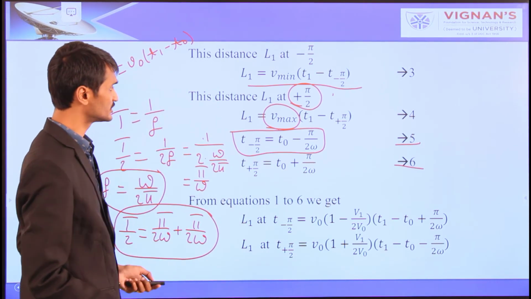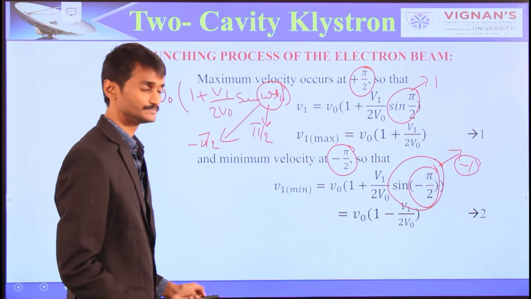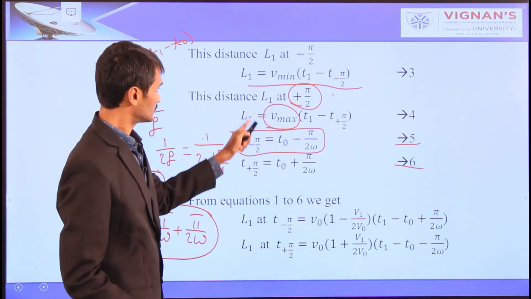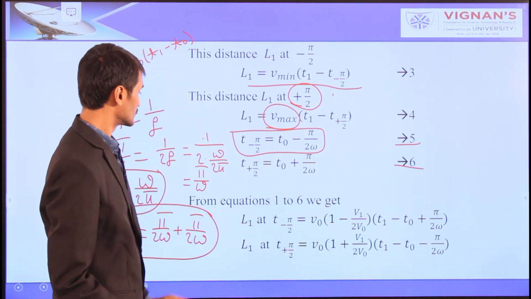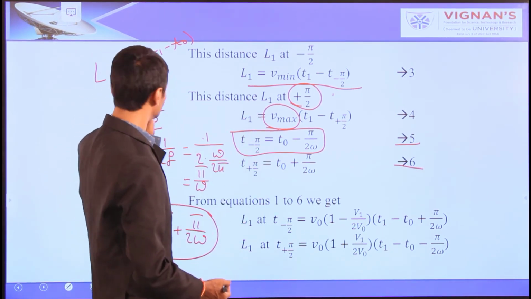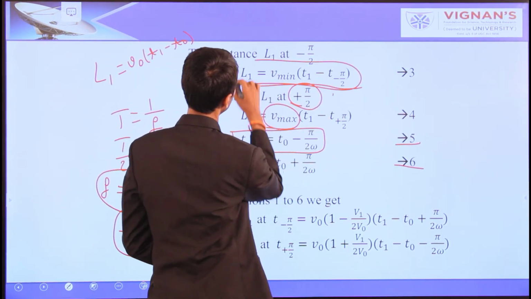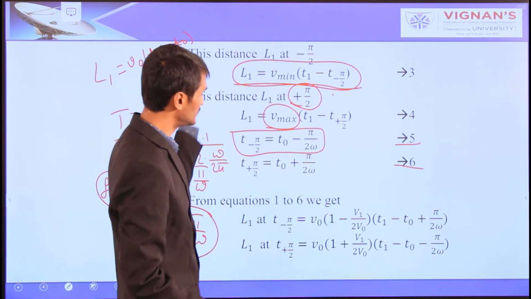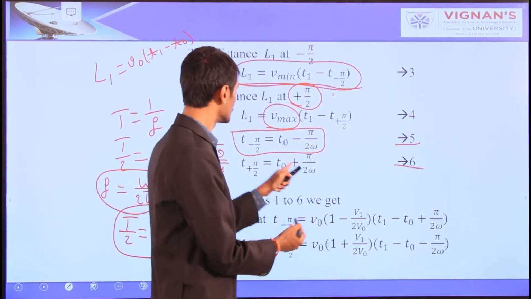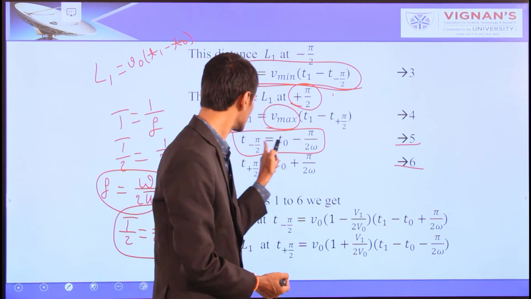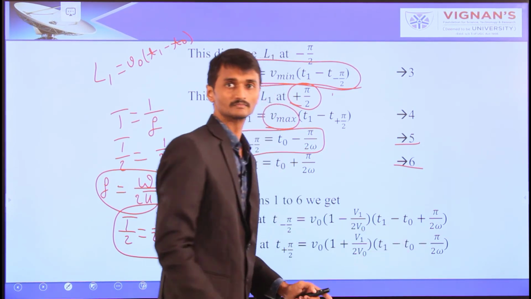So from equation 1 to 6, that is V max and V minimum, L1 at minus pi by 2, L1 at plus pi by 2, as well as T at minus pi by 2 and T at plus pi by 2. Now we will substitute all these values in L, that is L at plus minus pi by 2, T at minus pi by 2. V minimum is already there, that is V minimum equals V naught into 1 minus V1 by 2 V naught into T1 minus T at minus pi by 2, that is T naught minus of minus plus pi by 2.